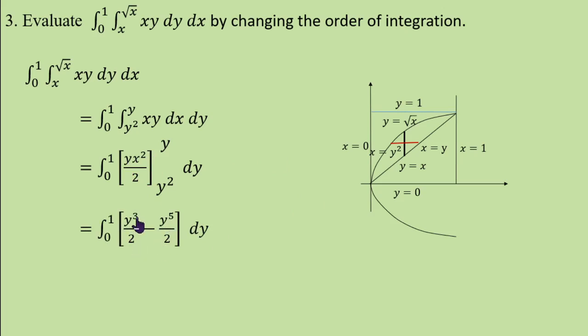So the integral of y cube with respect to y is y power 4 by 4, and with the 2 it is y power 4 by 8, minus y power 6 by 12. Apply the limit 0 to 1. 1 power 4 or 1 power 6 is 1 only. So 1 by 8 minus 1 by 12, which is 1 by 24. By substituting in the calculator, you will get the value. So this is the required answer.